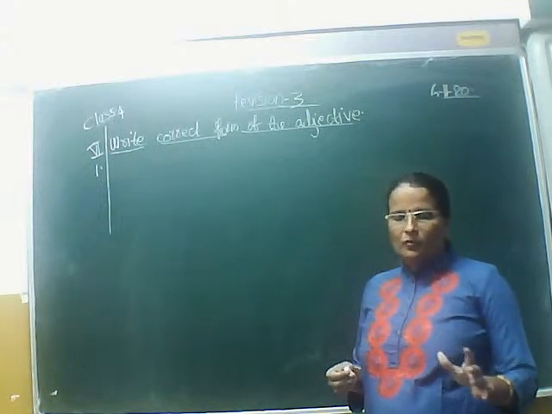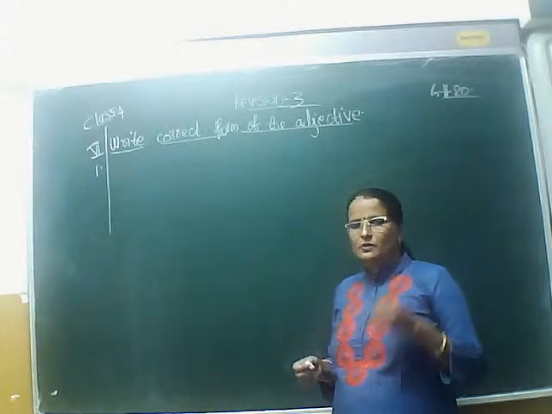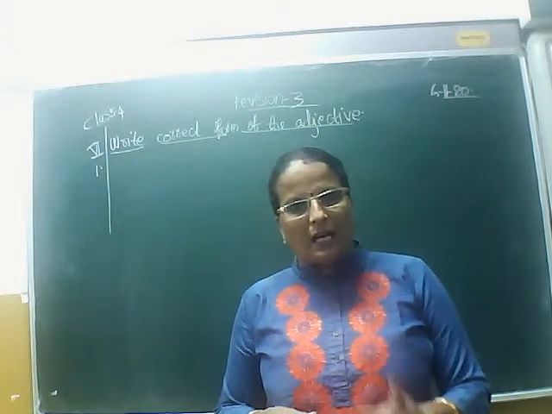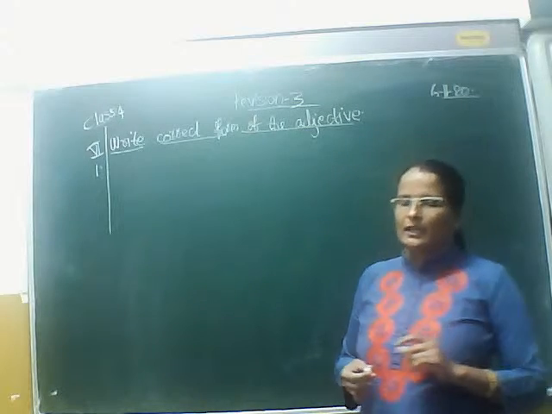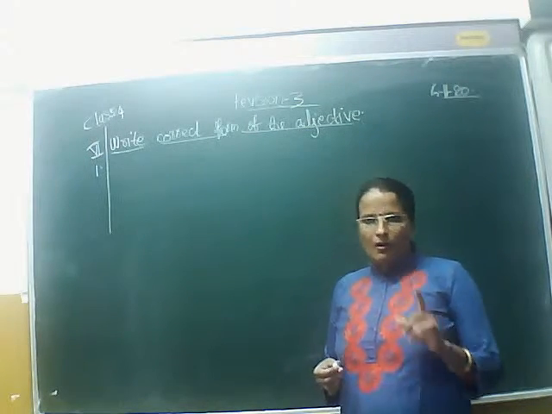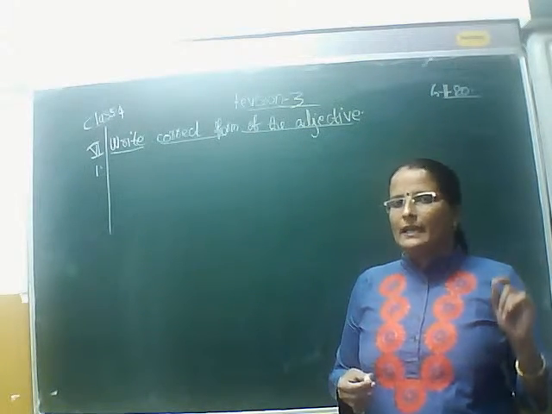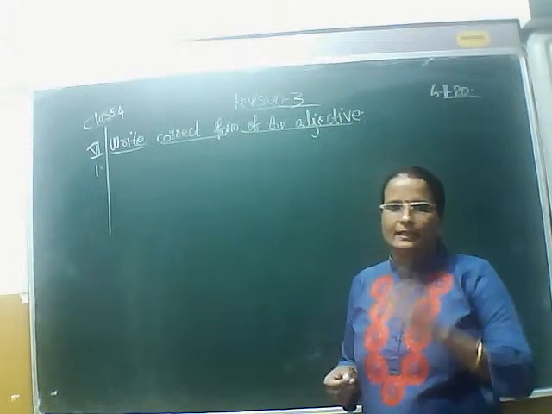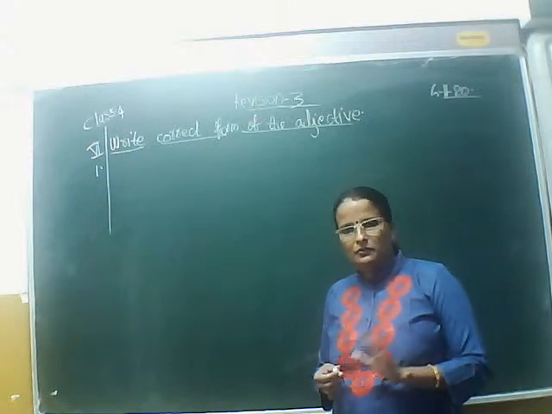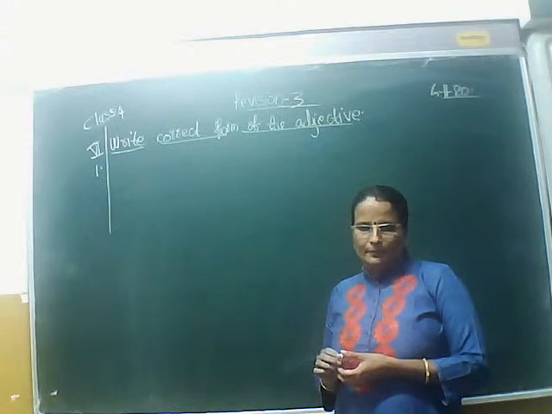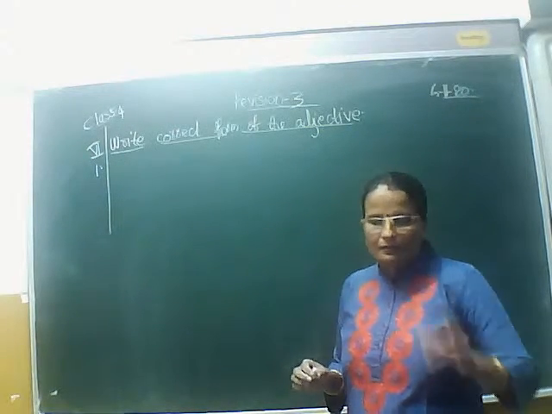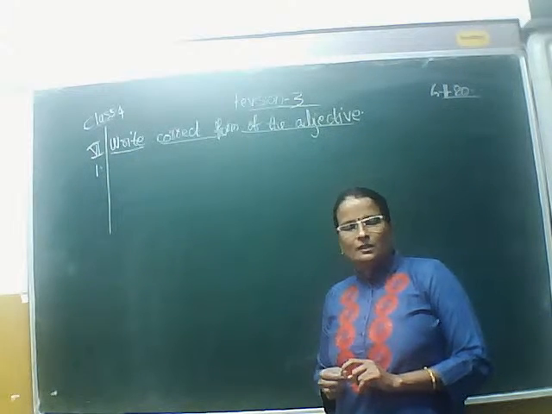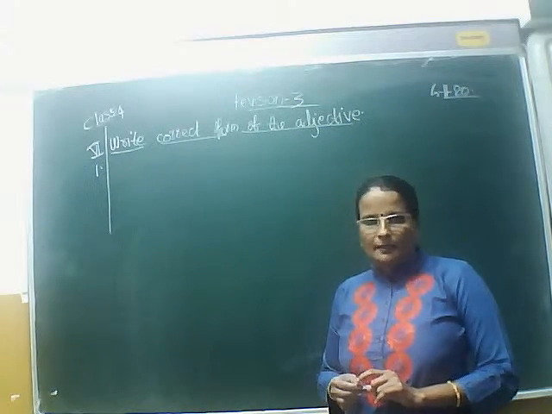And the next thing I told you is how to form superlative degree. Superlative degrees are formed by adding EST at the end of the adjective, or if the adjective is ending with Y, we cut the Y and add IEST at the end of the adjective. If the adjective is long, then we add most in front of the adjective to form the superlative degree.